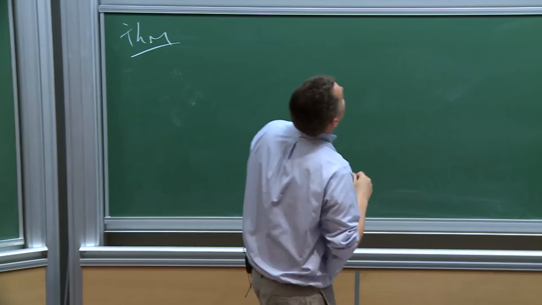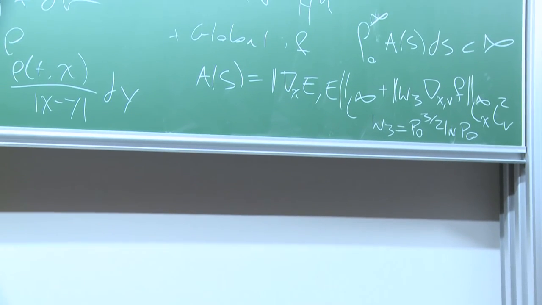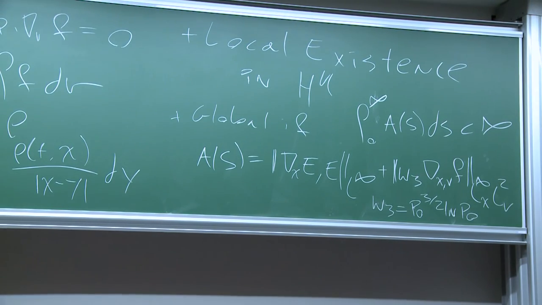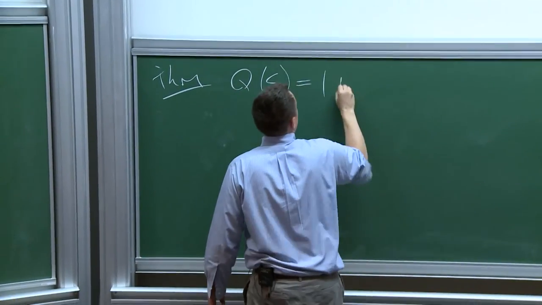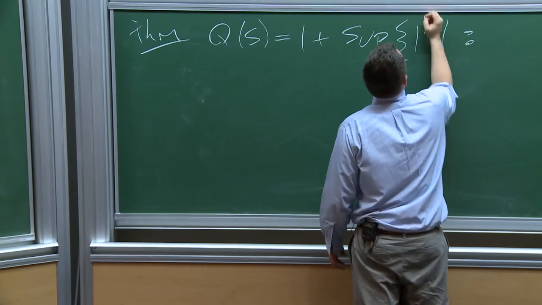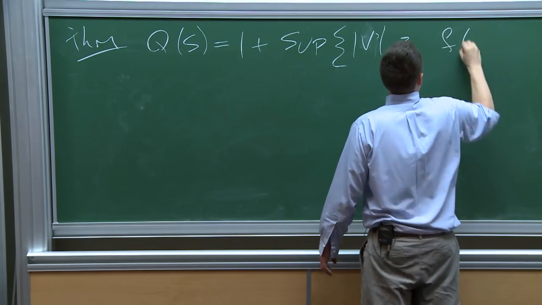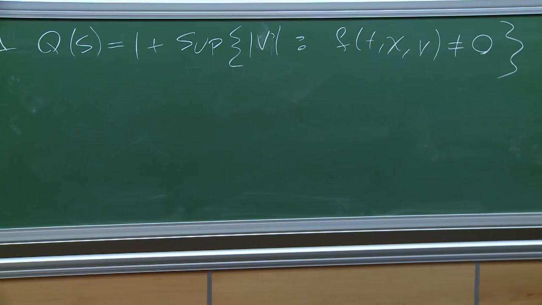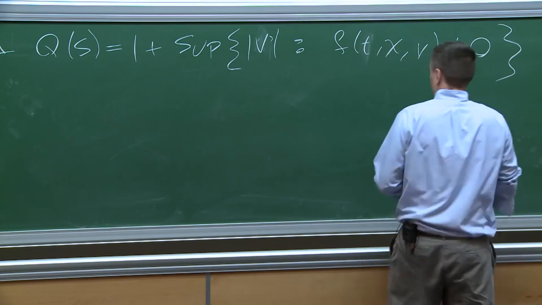Yes, the integral is in time. Okay, so provided this integral remains finite, then you have global existence. And then Q of S is 1 plus the sup of p, v here. So let Q of S, no, it should be T actually.